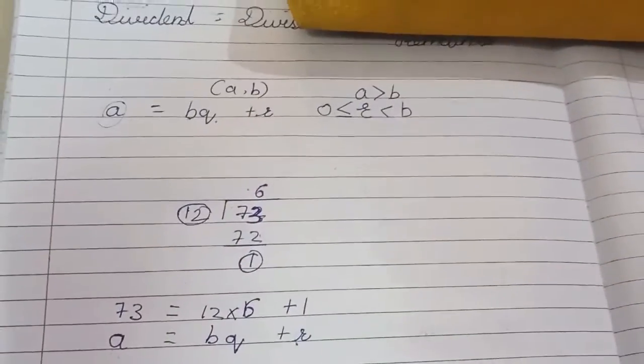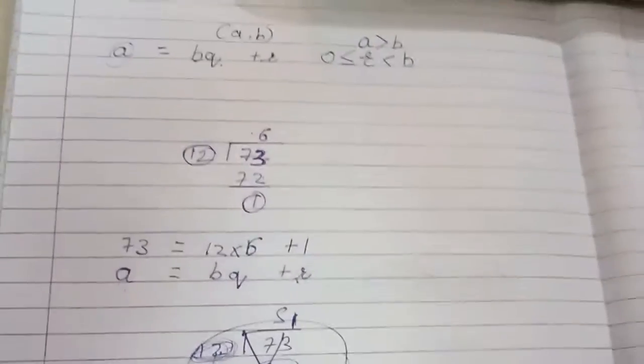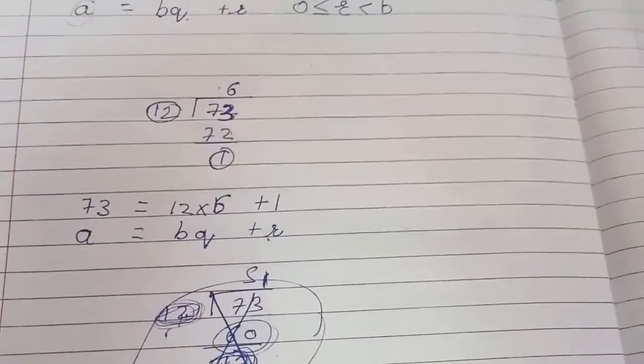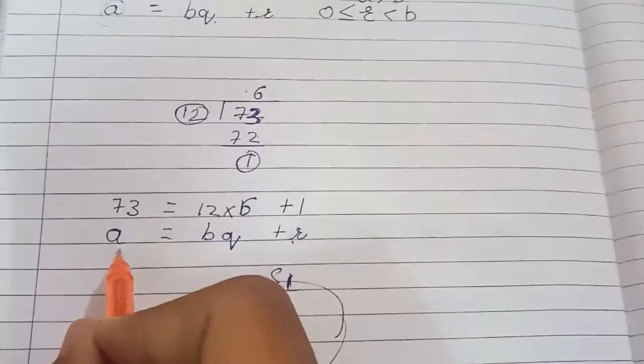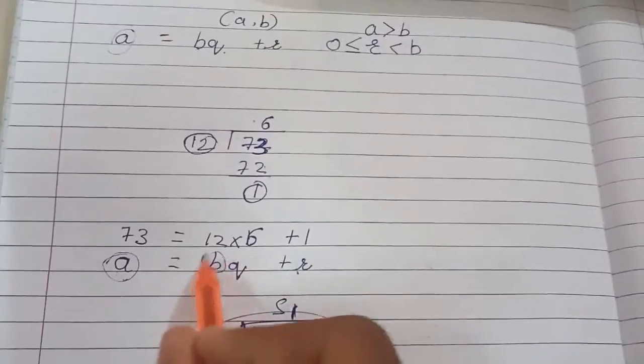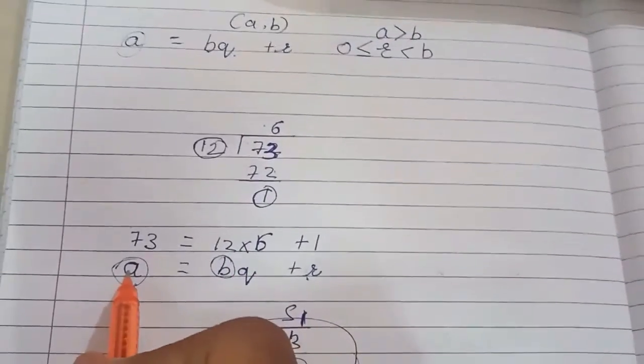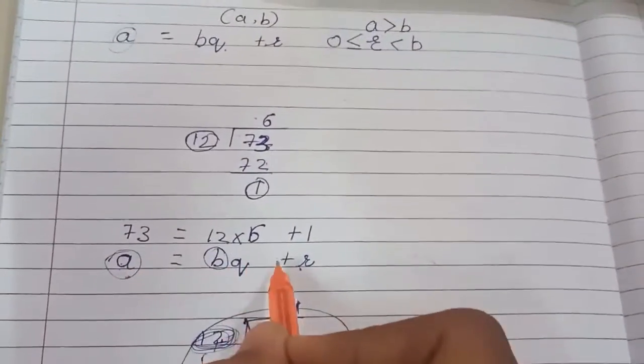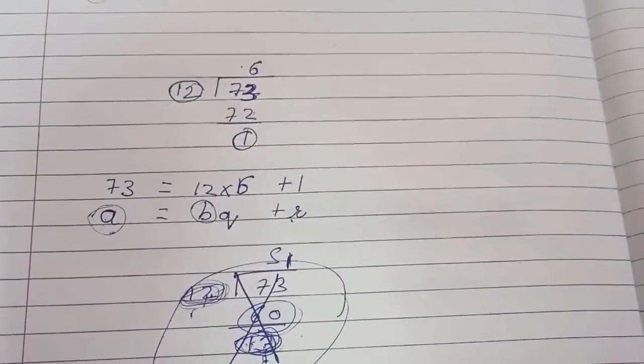Euclid's division lemma is nothing much. It is just saying that if there are two integers, and if one integer is greater than another, then it can be expressed in the form a = bq + r. Okay, now let's move on to Euclid's division algorithm.